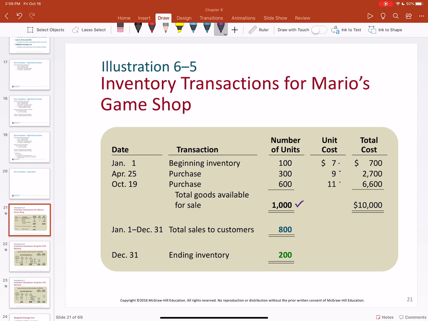So we're going to assume that Mario cannot specifically identify which toy he sells when a customer comes in and purchases something. So we know he sold 800 of the 1,000, and he's got 200 left. But the question is, which 800 did he sell? Did he sell the ones that cost $11, the ones that cost $9, or $7? He has to decide on a method.